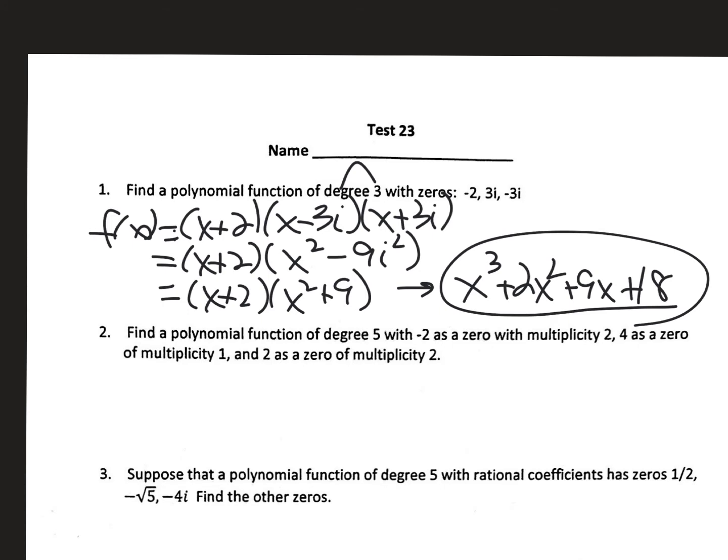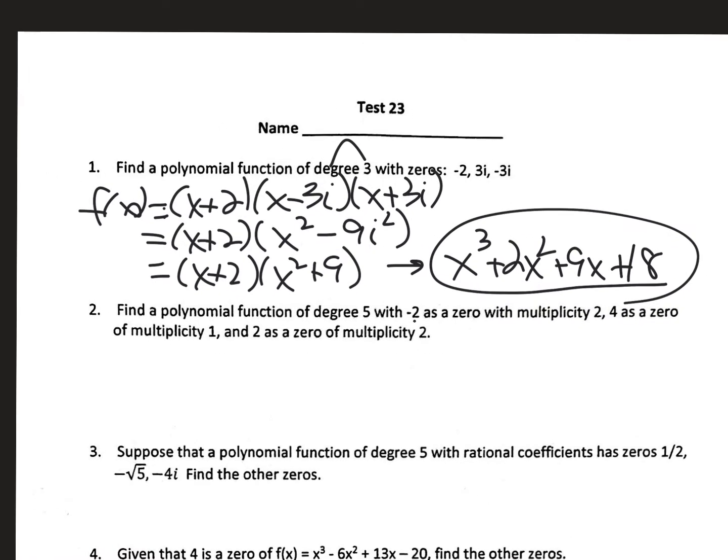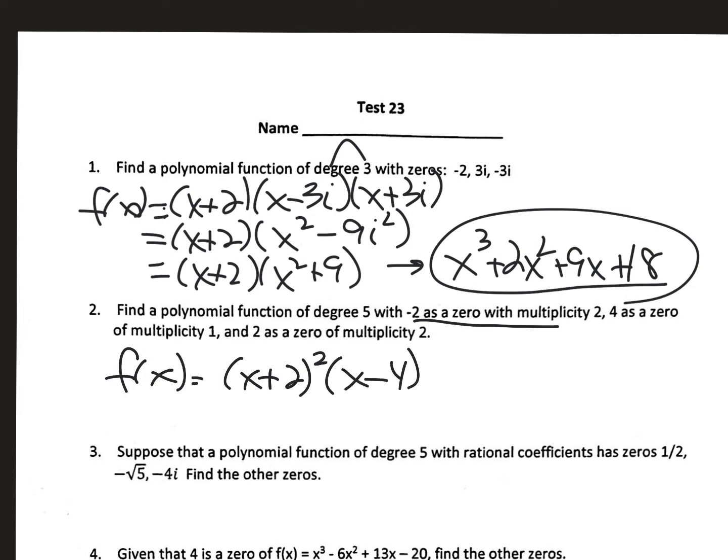Number 2, a little bit quicker here. Degree 5, it says negative 2 is a 0 with multiplicity 2. So I'm going to start with the f of x again. Negative 2 comes from x plus 2. If it's multiplicity 2, that means it's squared. 4 comes from x minus 4, has multiplicity 1, doesn't need an exponent. And 2 comes from x minus 2. It says it has multiplicity 2, so that's squared. That's 5 x's all together. We're good.